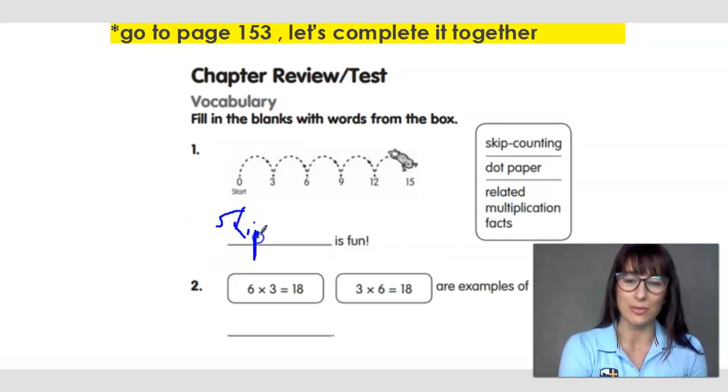Skip counting is fun. Oh, this is fun also, writing with a pen. It's always challenging for me. You know what? I'm just going to put an arrow like this. Awesome. You see? I found my strategy. There's a solution for everything.